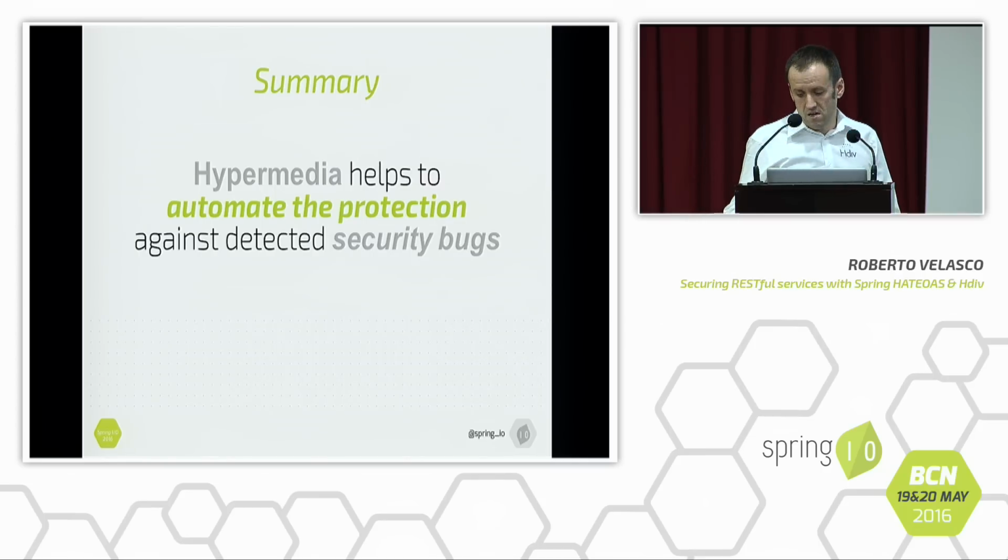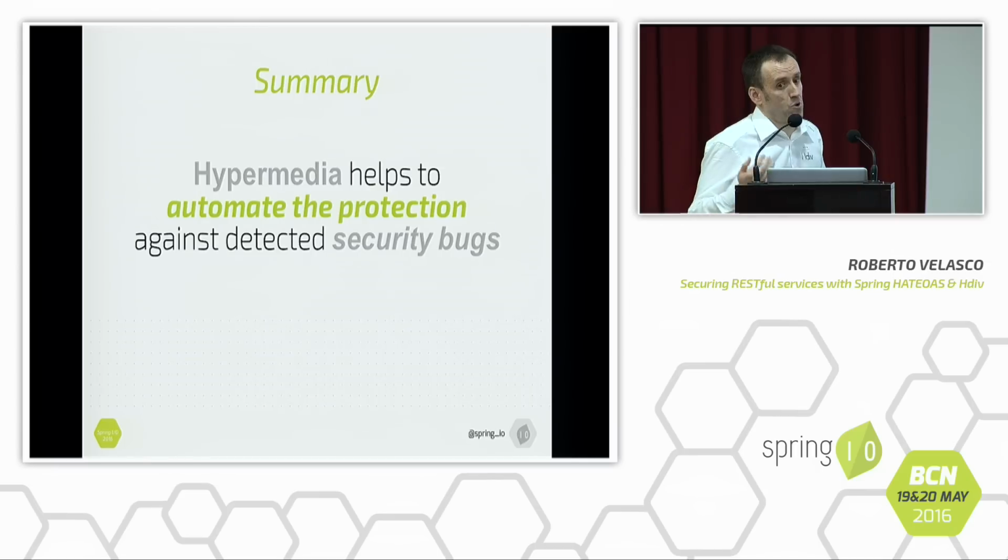Additionally, it can help to automate the protection of detected security bugs. When we have 1,000 bugs to solve, if we correlate the bugs with the validation that we are implementing, we can actually reduce the number of bugs that we have to solve, at least in the short term.